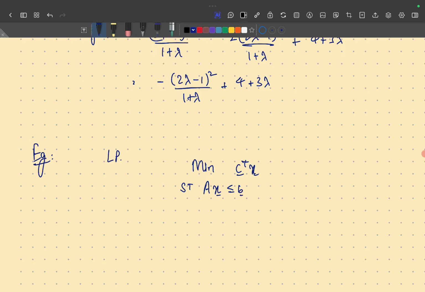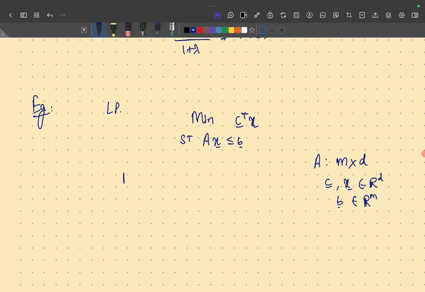Okay, so it's a linear program of this particular form where A is some M by D matrix, and C and X are in R^D, B is in R^M. Let me just bring this down to standard form. I want to minimize C transpose X subject to the constraint that AX minus B is component-wise less than or equal to 0.